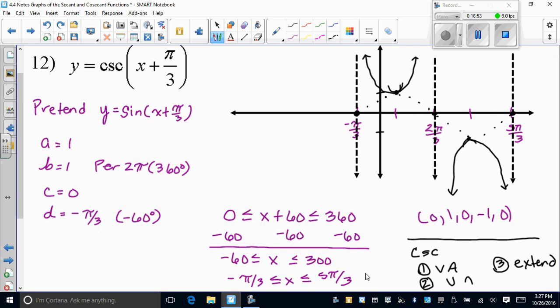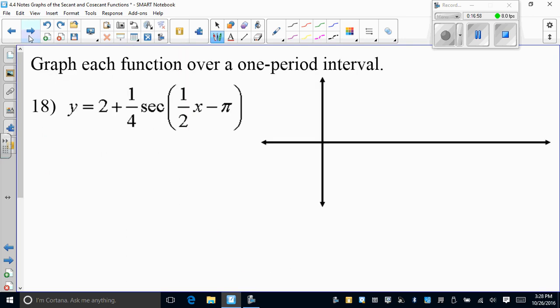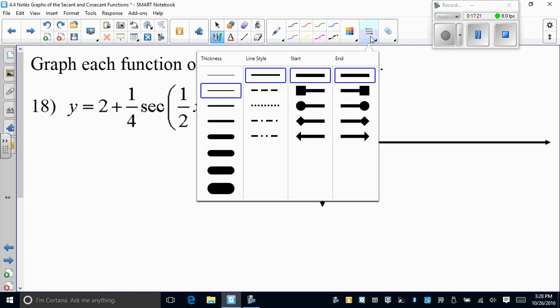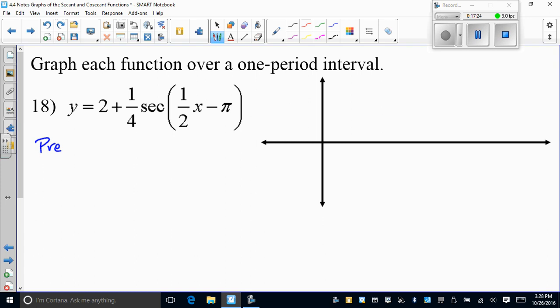Okay, one more example. Now, if you want, pause this and try and do it yourself, or you just keep going. Okay, if you pause it, then you're ready to start looking and see if you did it right or not. Secant is cosine, so we are going to pretend that this is y equals 2 plus 1/4 cosine of 1/2 x minus pi.